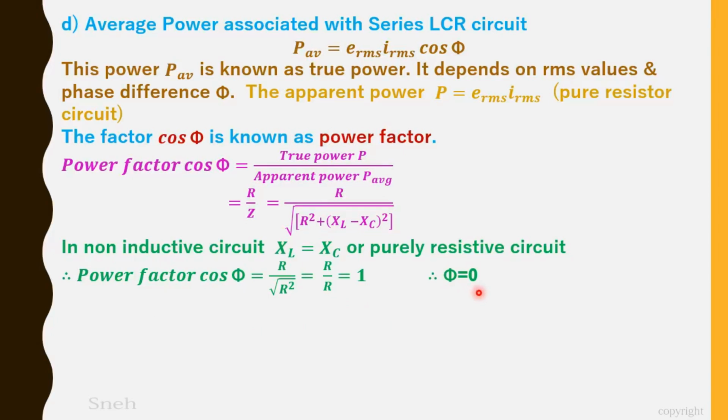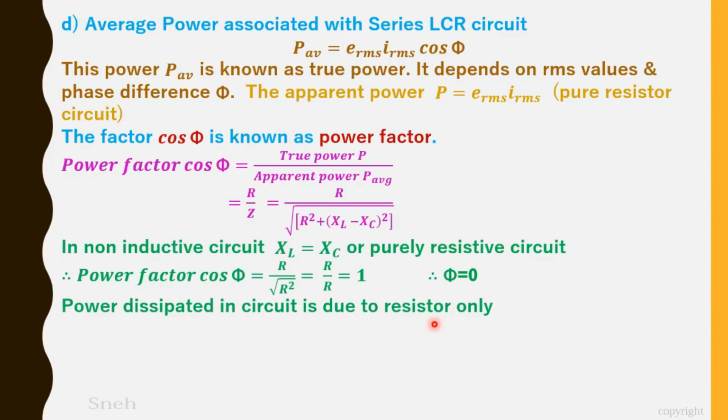In that case, we say that for cos of phi to be 1, or for a purely resistive circuit, the value of phi is 0. That is, the phase difference between current and EMF is 0, or there is no phase difference between EMF and current. Now power dissipated in the circuit is due to the resistor only.